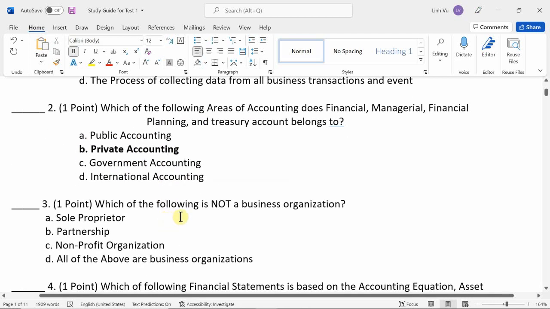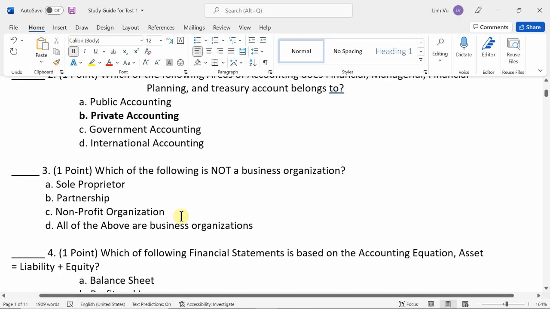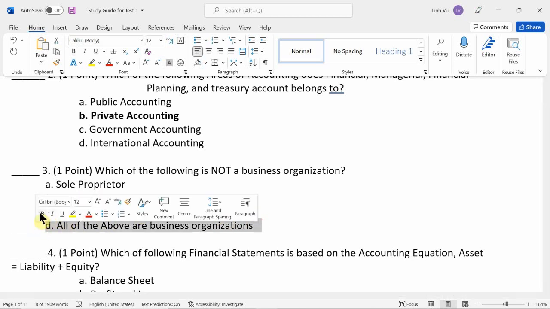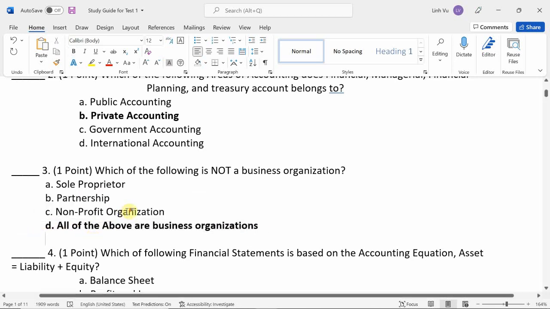Number 3, okay? Which of the following is not a business organization? All of them are. All of the above are business organizations. So your correct answer here is D.